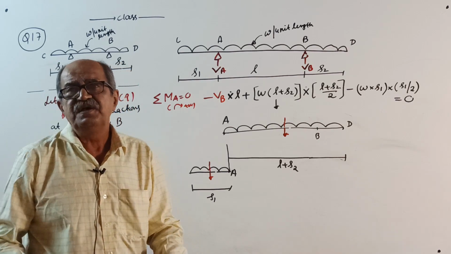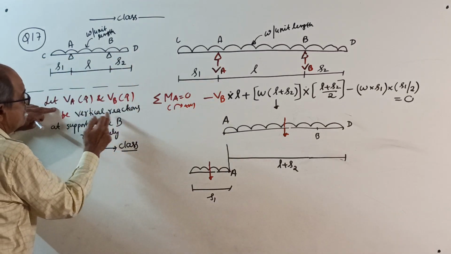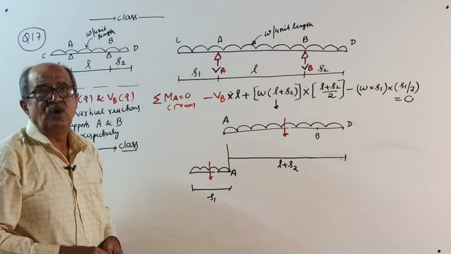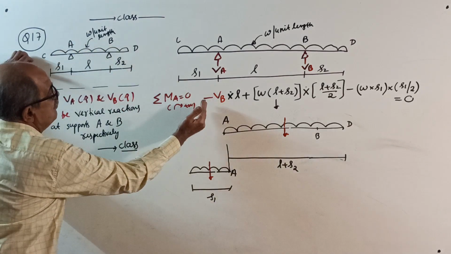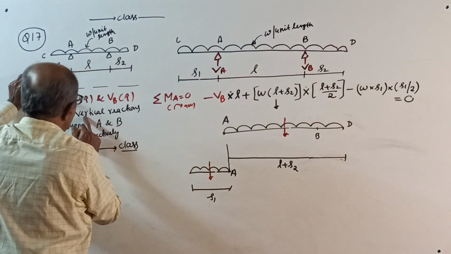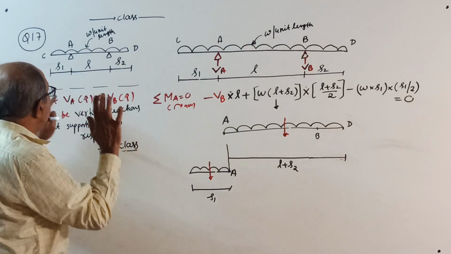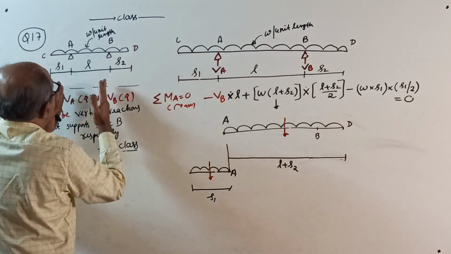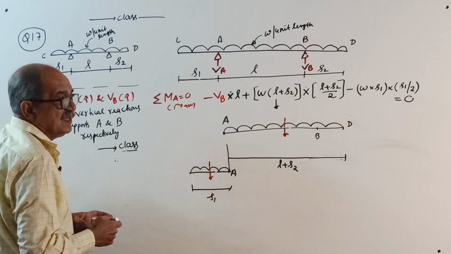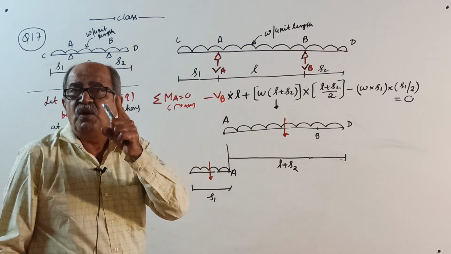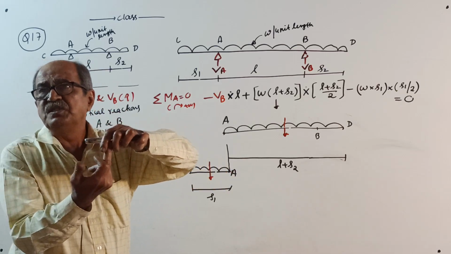First do one thing, get the reactions. Let VA upward, VB upward, the vertical reactions at supports A and B respectively. We do not know whether upward or downward will come, that all will come later. So when you do not know, you take upward. Class, now only make a note. When you solve the question, we took VA and VB upwards. Therefore, I will not tell again and again, I told 1000 times. If you get a positive value, it means the reaction is up, with whatever value you got without sign.